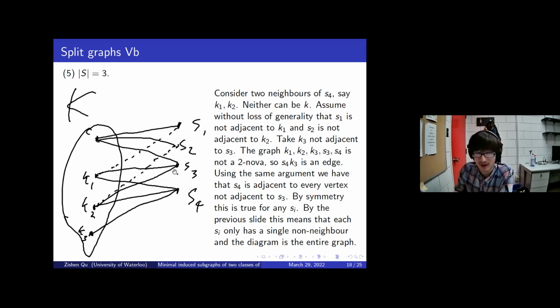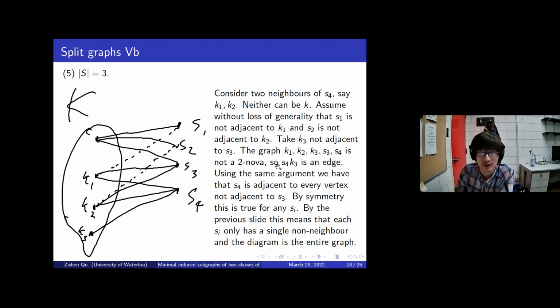I should have drawn the dotted line here, but I forgot to do it. So now if you look at S3, S4, K1, K2, K3, and there's no edge between K3 and S4, that's a 2 nova. It's the same beginning 2 nova. So that means there has to be that edge between K3 and S4.